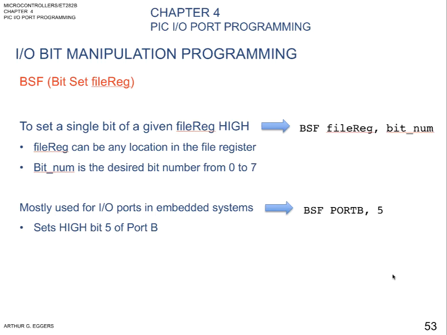Okay, so to set a single bit of a given file register high, we're going to use the command BSF followed by the file register. In this case, it could be port B, bit number 5 sets high bit 5 on port B.